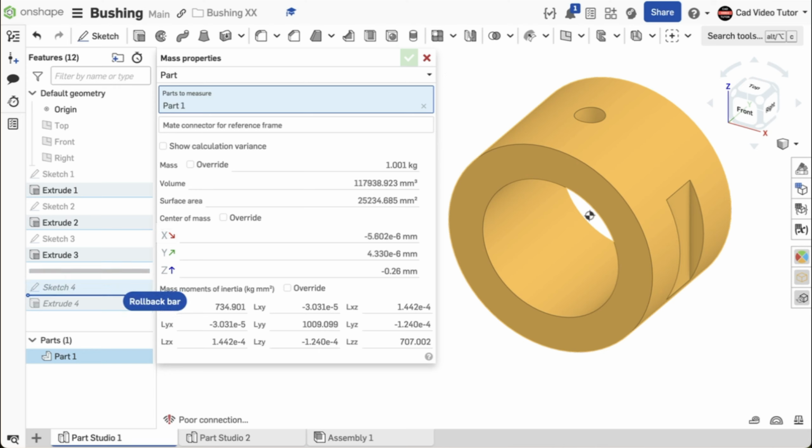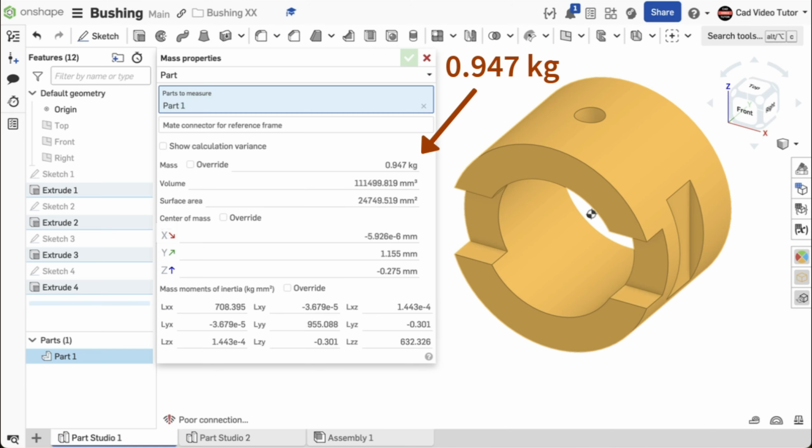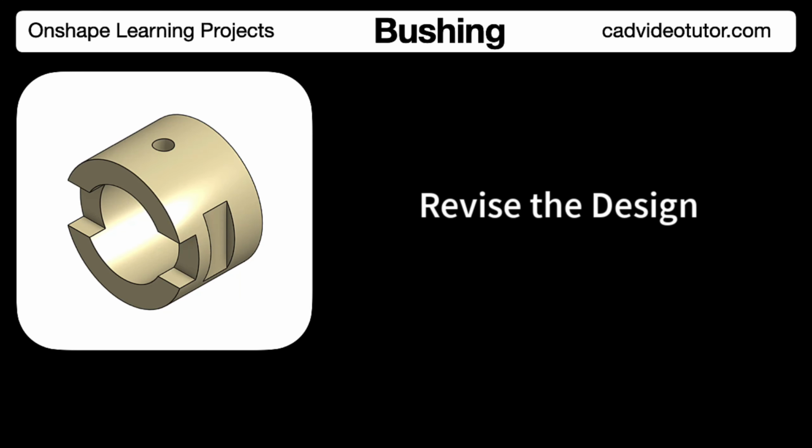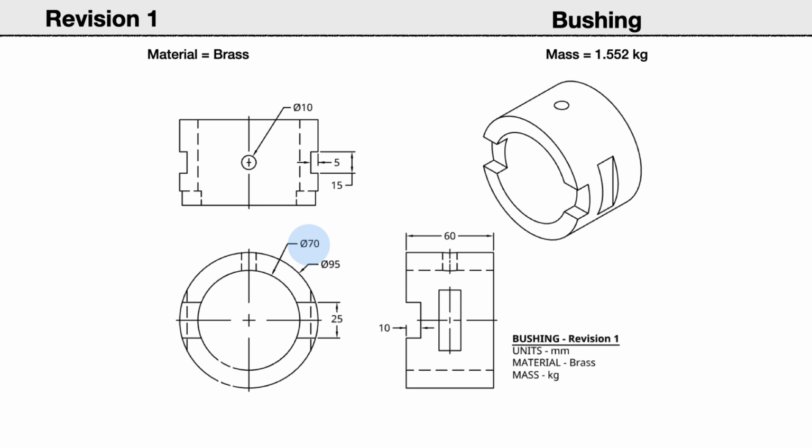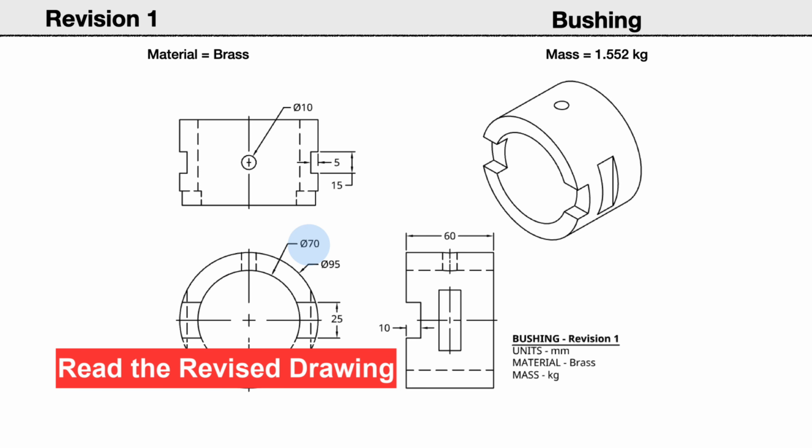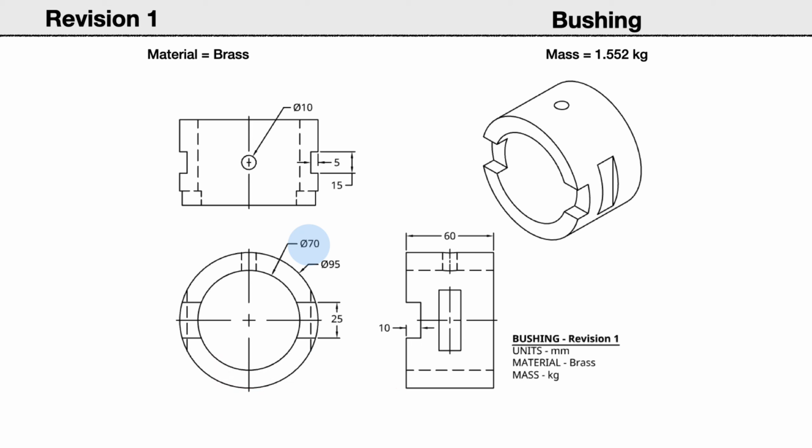Last, move the rollback bar to the end to add back the front notch. The mass is now 0.947 kilograms. With all corrections complete, your bushing should now be completed accurately. In this segment, we will make some revisions to the bushing. We will start by reading the revision drawings to find which features need to be changed.